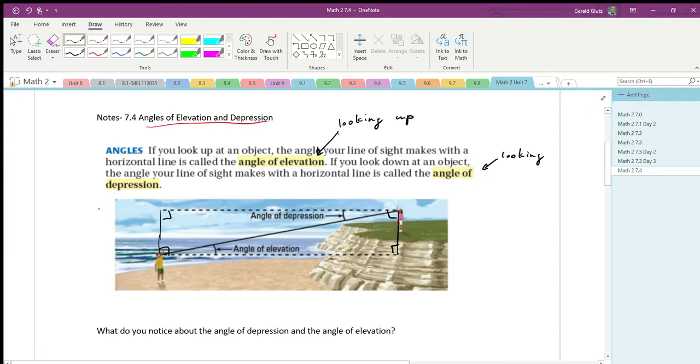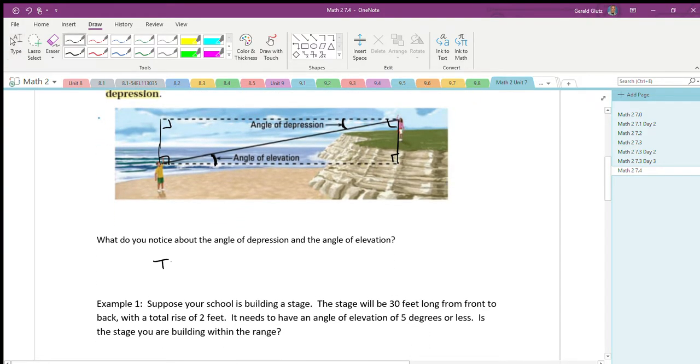So what do you notice about the angle of elevation? So like this boy is looking up at the girl. This is her angle of depression that she's looking down at him. He's looking up at this angle of elevation. What do you notice about those two? What does that little symbol mean? That means they are the same. Which is going to be useful in a couple of these, one or two of these examples.